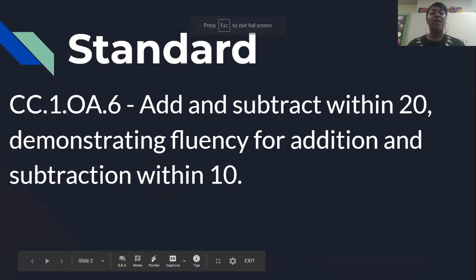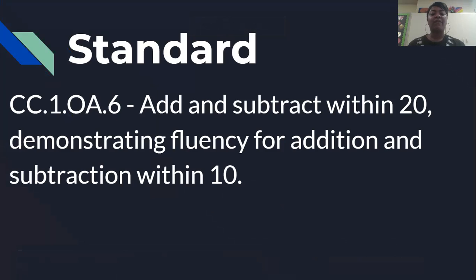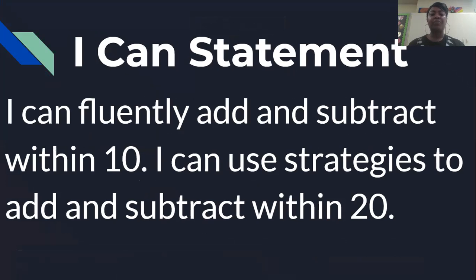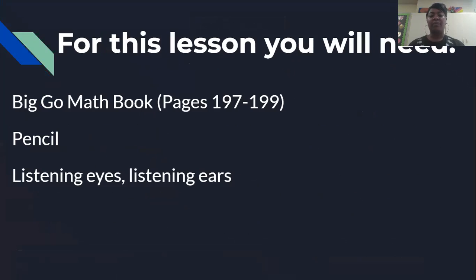Our standard is 1.OA.6. We're going to add and subtract within 20, demonstrating fluency for addition and subtraction within 10. Our essential question is, what mental strategies can be used to add and subtract within 20? How can you use addition to check subtraction? Our I can statement: I can fluently add and subtract within 10. I can use strategies to add and subtract within 20.